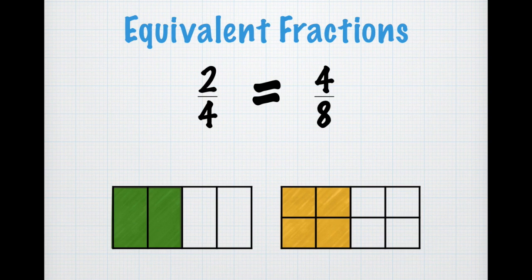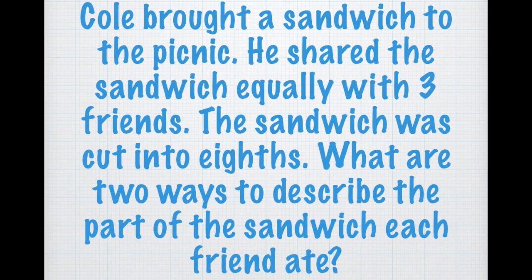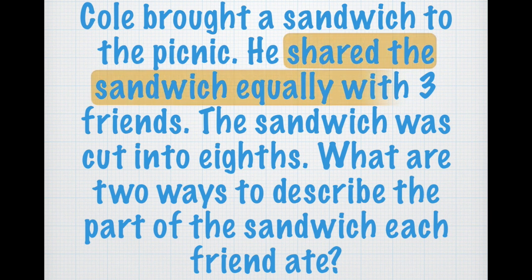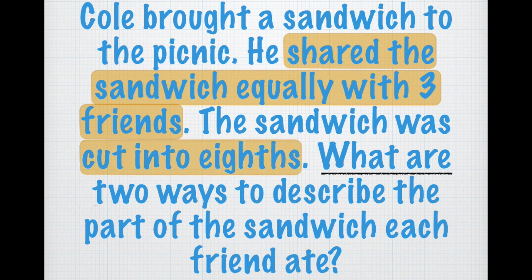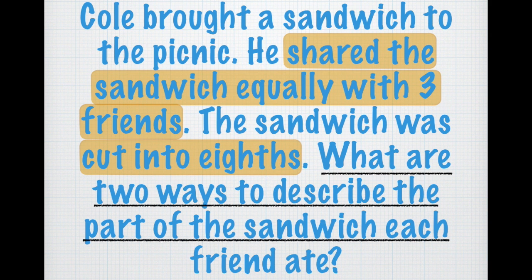Turn your paper over, and let's look at this word problem. Cole brought a sandwich to the picnic. He shared the sandwich equally with 3 friends. The sandwich was cut into 8ths. What are 2 ways to describe the part of the sandwich each friend ate? So I'm going to highlight my important information. I see that he shared the sandwich equally with 3 friends. And the sandwich was cut into 8ths. And I'm looking for 2 ways to describe the part of the sandwich that each friend ate.